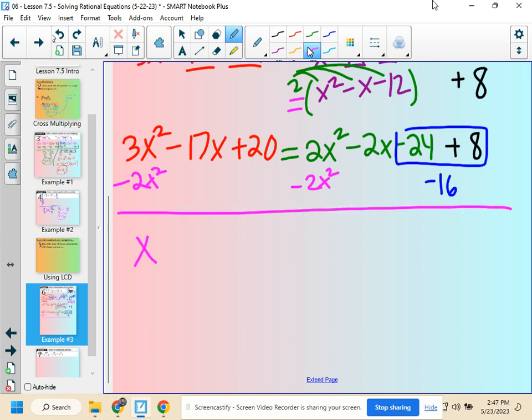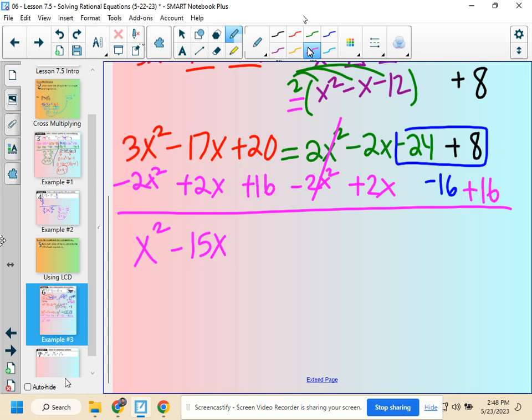Okay, that's going to leave us an x squared, which I like. This is gone. I'm going to add a 2x to both sides. That's going to leave us a negative 15x. And then here, to get rid of the 16, I'm going to have to add a 16 to both sides. Cancel, cancel. Plus 36.